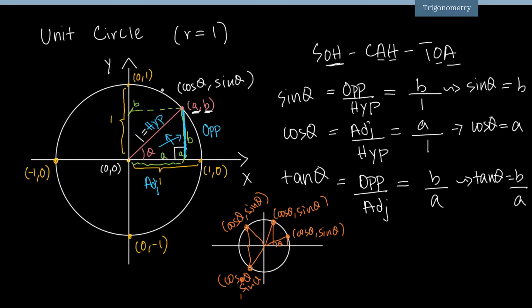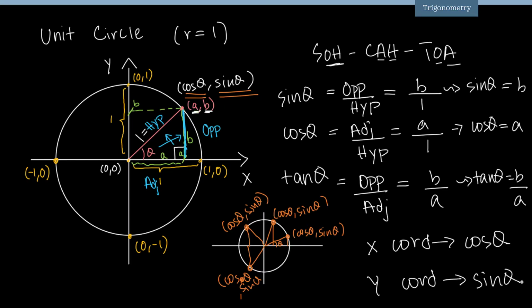So this means that for any point on the circle, the x coordinate is always going to be cosine theta and the y coordinate is always going to be sine theta. So I'll write this over here. The x coordinate is always cosine theta and the y coordinate is always sine theta for the unit circle. And in the next video, we'll be using this information to find the graphs of the sine function and the cosine function.